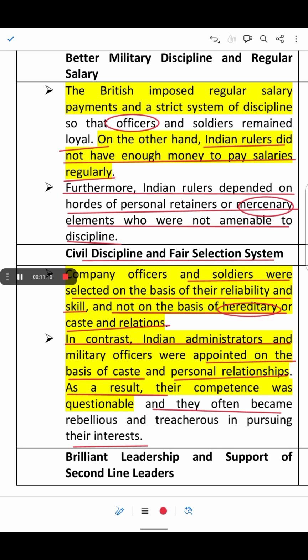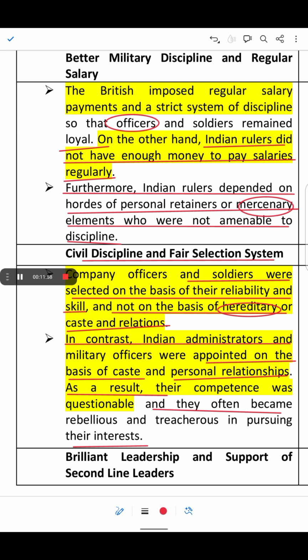Understand that the British would select their soldiers and officers on the basis of their skills and loyalty, and not on caste, family background or royal background. This made their army very disciplined and reliable. On the other hand, the Indian rulers would choose their military officers on the basis of caste and family ties, and not on abilities. So many of these officers were unskilled and disloyal. At times they would ally with the rival ruler, and often they rebelled for personal gain. This would weaken the Indian armies, while the British became stronger and more consolidated.